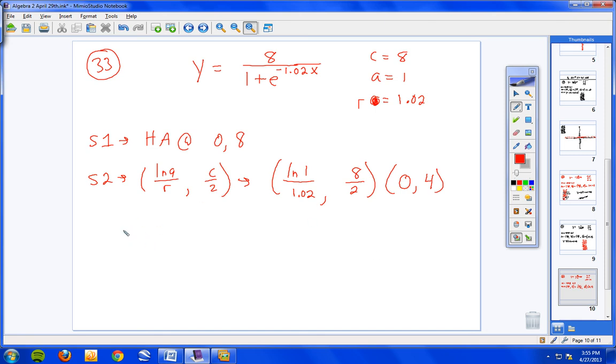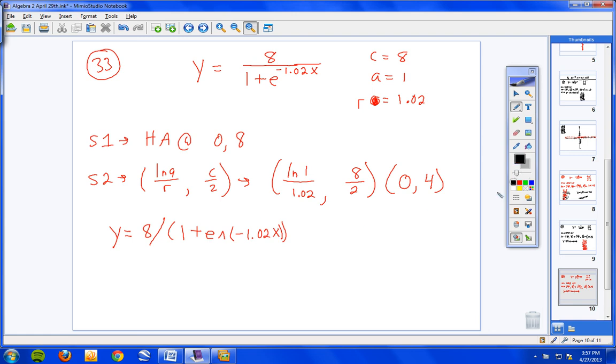Now, step 3 says to type in the function into your calculator, so it should look like this. You hit y equals, and then 8, then hit divided, then hit parentheses, and then 1 plus, and then the e button. And when you do that, an e should pop up with an arrow and a parentheses. And then you would write inside there negative, don't use the minus button, it's negative 1.02x, and then close the parentheses twice. All right?